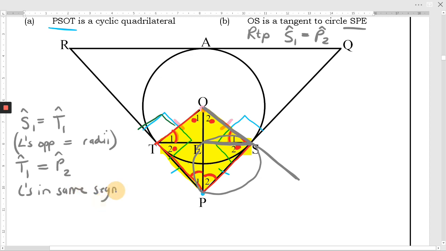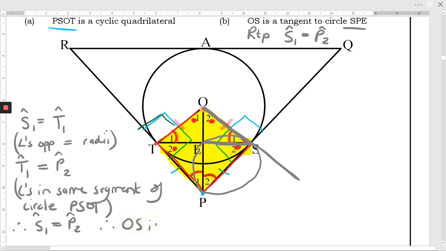And I'm just going to be really pedantic, and I'm going to put there the circle that we have proven, because when you've proven a cyclic quad, you've proven a circle. Okay, that's my reason, right? Therefore, S1 equals P2, which is what I wanted, right? Therefore, you've got OS is a tangent to, what was it, circle SPE, and my reason is converse tan chord.